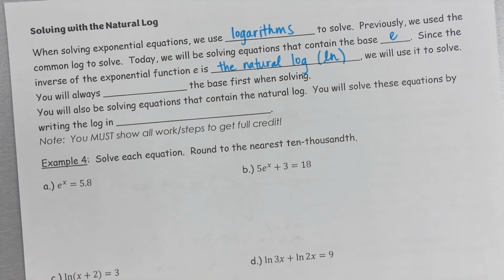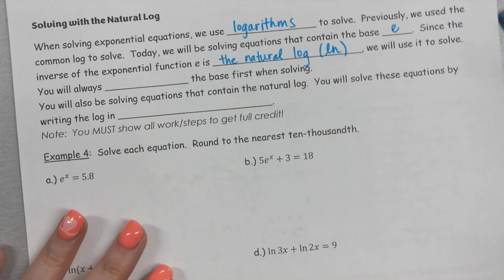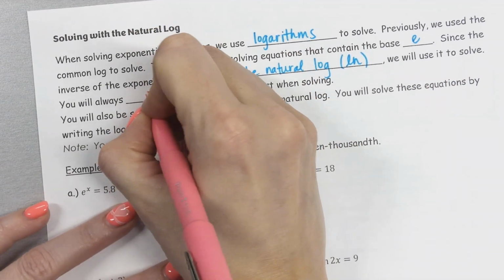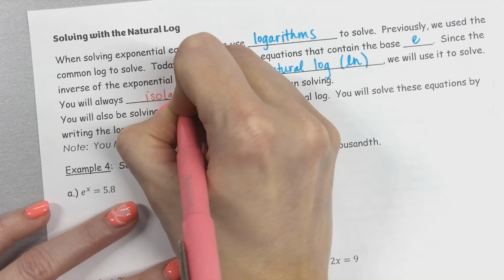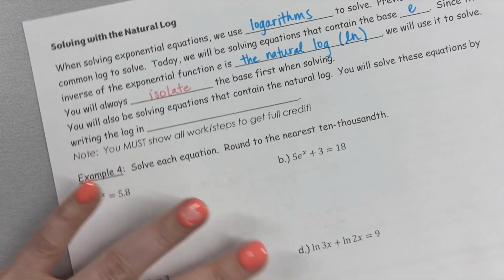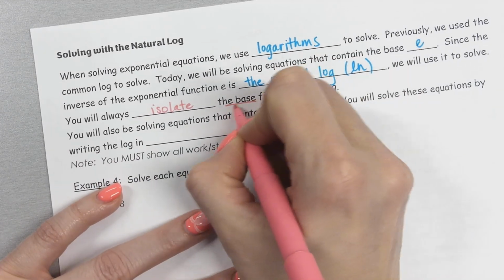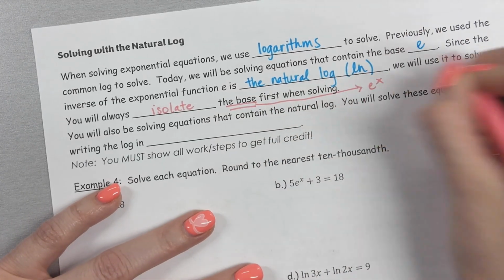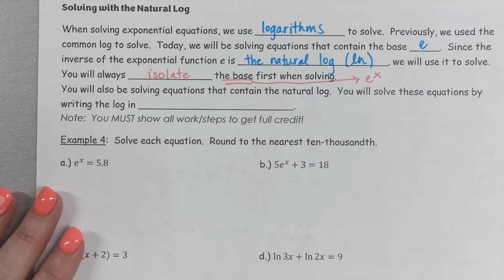And we're going to be using that because that is the inverse. An inverse operation undoes, in this case, e undoes the value of e. So you are going to isolate the base first when solving. When we're saying you're isolating the base, what you're isolating is e to the x. That is your base.